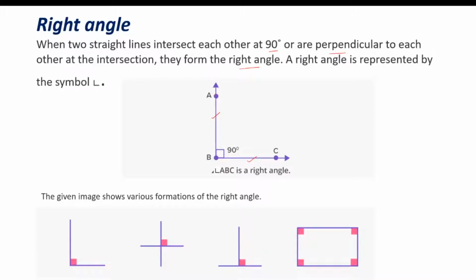and both the rays AB and BC are perpendicular to each other. And here, children, you can see how you will write the angle ABC. You will write angle ABC in this way, and angle ABC equals 90 degrees. Okay, moving to the next page.